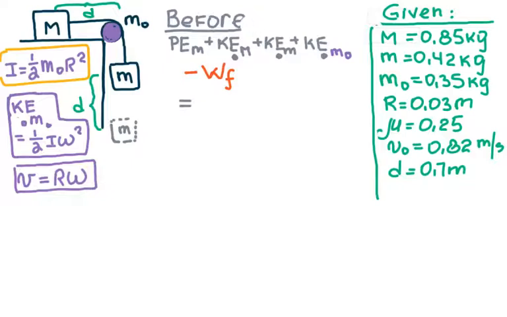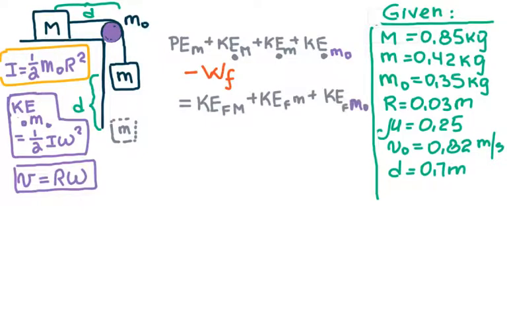So maybe I'll delete before. So this was our before, at the moment before the mass fell down the distance d. And then afterwards, we will have kinetic energy of all three masses. So all this above is equal to all this. So I have energy before is equal to the energy after. Now I'm going to plug my formulas into the potential energy, the kinetic energy, and everything else that I need to have in my equation.